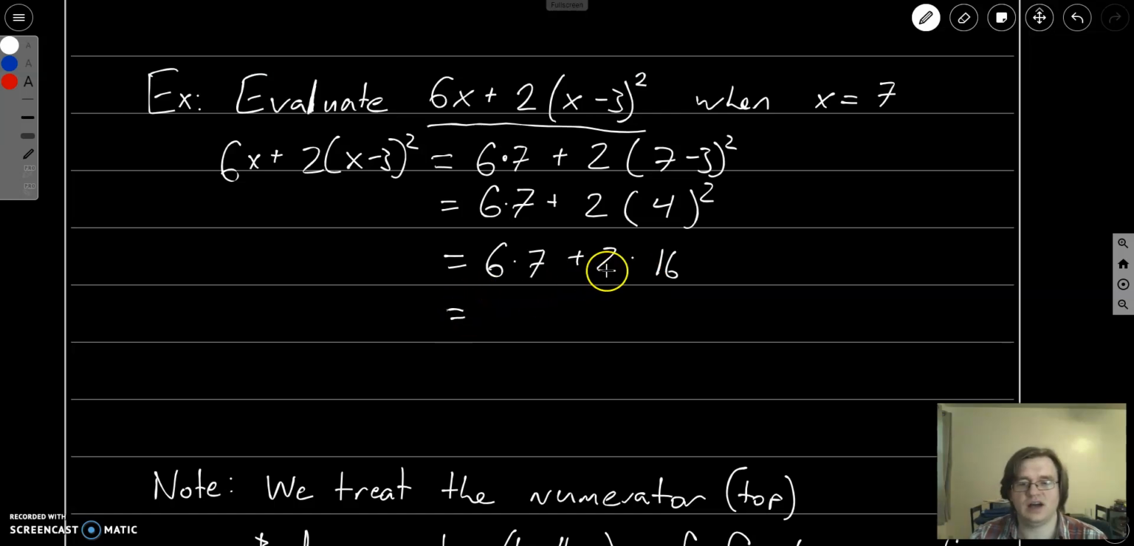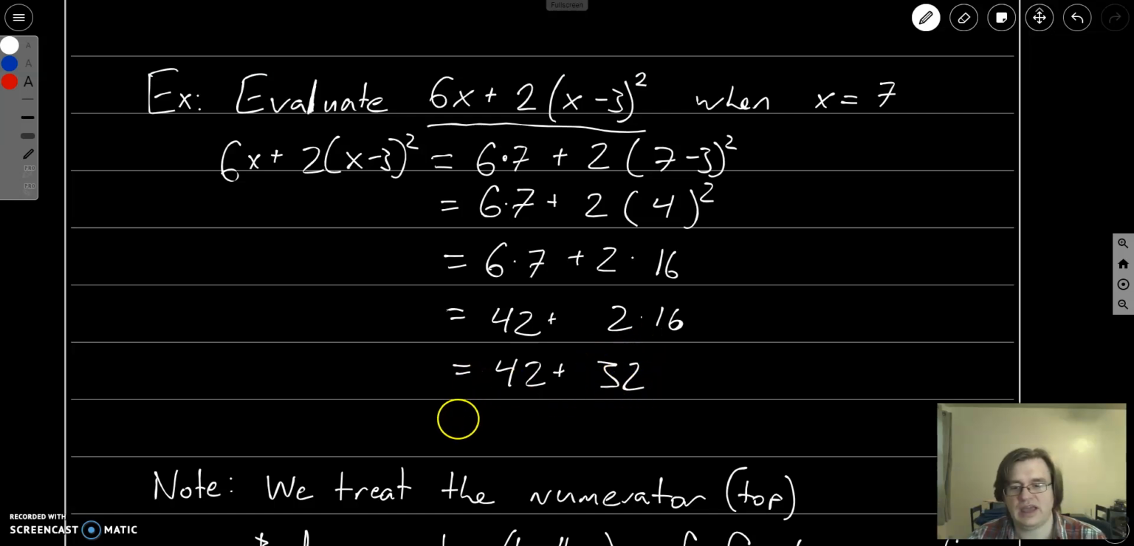And now we will go in order from left to right, doing any multiplication and division that we see. So we see a multiplication in the first one. So this will be 42 plus 2 times 16. And then we still have one multiplication left, so we'll do that. This is 42 plus 2 times 16 is 32. And now there's only one operation. So we'll just do that last, and we get 74. So when we plug x is equal to 7 into our expression, we get 74.